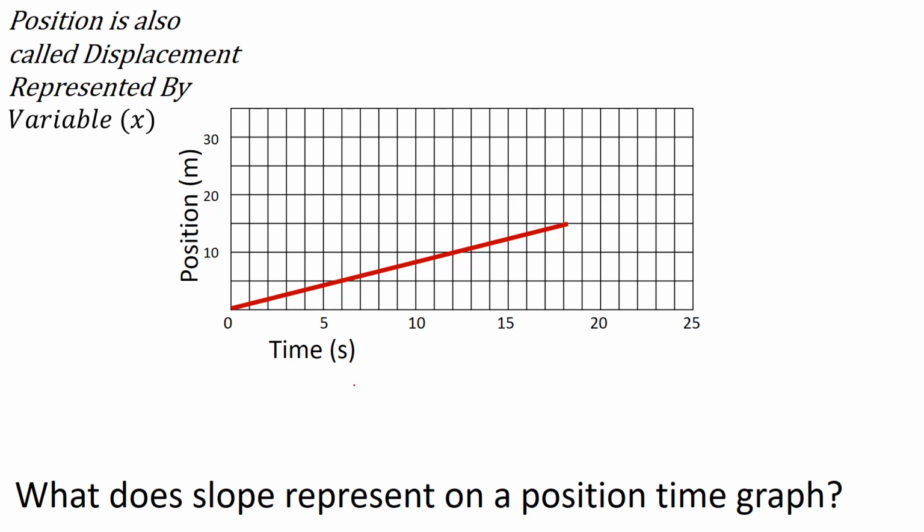First of all, before we talk about this, I just want to remind you that position is also called displacement. It can be called either one, and that's represented by the variable x. So here in this video, when I'm talking about x, I'm not talking about the x-axis, but I'm talking about the variable for displacement x. And then time, in this case, we're going to have the variable t to represent time.